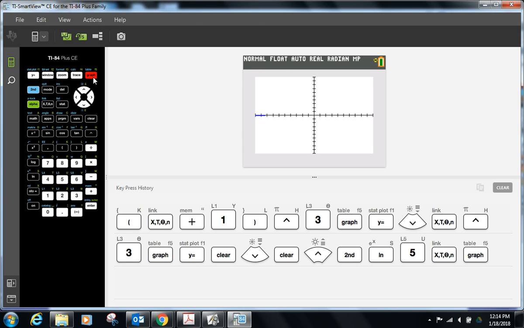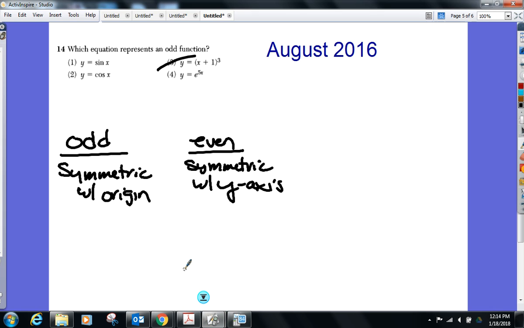Graph it. Symmetric with the origin. What are our thoughts here? Symmetric with the origin? Absolutely not. No chance. So I guess we're going to have to rely on our ability to remember what sine and cosine look like.